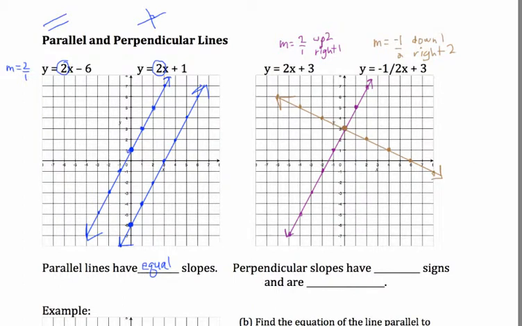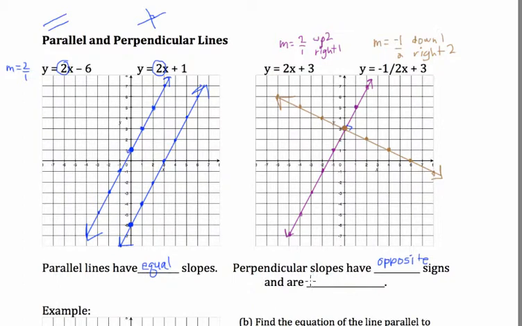So there's my line. Notice that they are perpendicular. There's a 90-degree angle here. So let's talk about what we know about their slopes then. Perpendicular slopes have opposite signs. So if one's a negative, the other's a positive. If one's a positive, the other's a negative. Like our slopes, we had a positive 2 going uphill and a negative 1/2 going downhill. They have to be one going uphill, one going downhill.